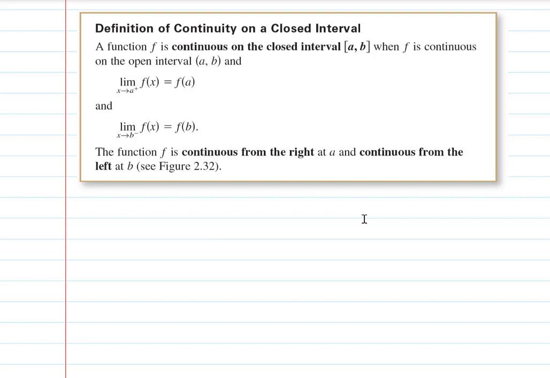And on top of that, now we're going to check the two one-sided limits. The limit of f of x as x goes to a from the right, because remember, a is the left endpoint, so we have to come from the right. There's nothing to the left of it. Also, we have to have the limit of f of x as x goes to b coming from the left, because b is our right endpoint. Both must be equal to the function evaluated at those endpoints: for a, f of a, and for b, f of b. So the function f is continuous from the right at a and continuous from the left at b.